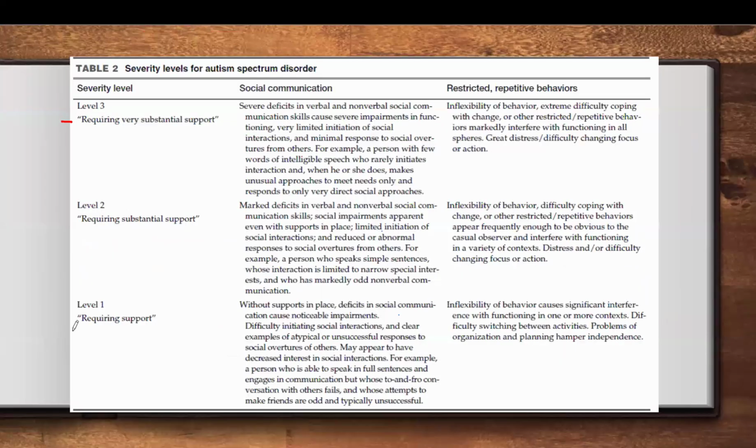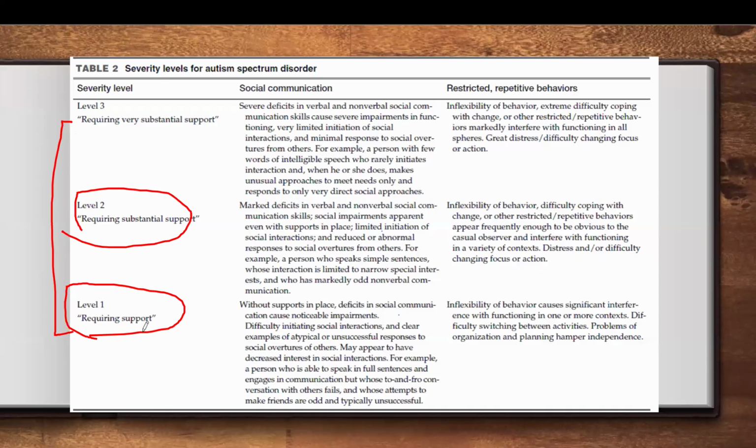This is again from the DSM-5 and it shows the three levels of autism spectrum disorder, ASD, in which level 1 requires just support. It is very mild, but level 3 requires very substantial support. It is very severe. You don't need to learn all of this, just to build the concept that ASD can be very mild as well.